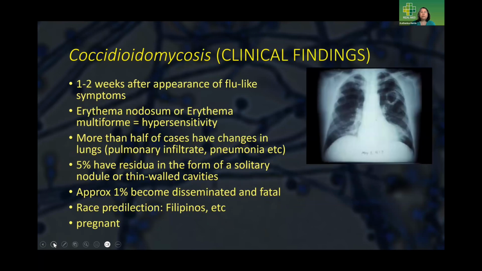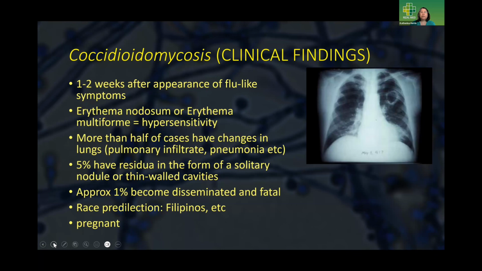Mild flu-like symptoms may appear 1 to 2 weeks after infection. You may also present with skin lesions like erythema nodosum or erythema multiforme. More than half of cases have changes seen in chest X-ray. Approximately 1% can become disseminated and is fatal.